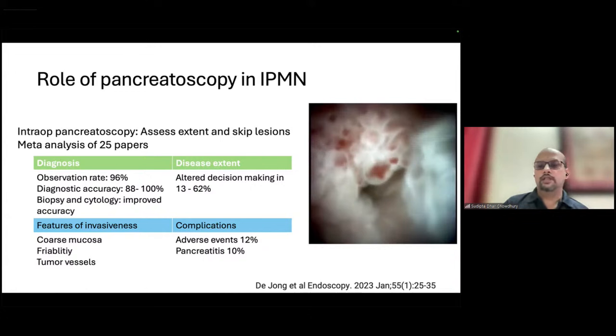So, as you can see, this is a SpyGlass image of an IPMN. You can see these nice grape-like clusters on the wall of the cyst and in the wall of the duct, and this is the duct lumen here.